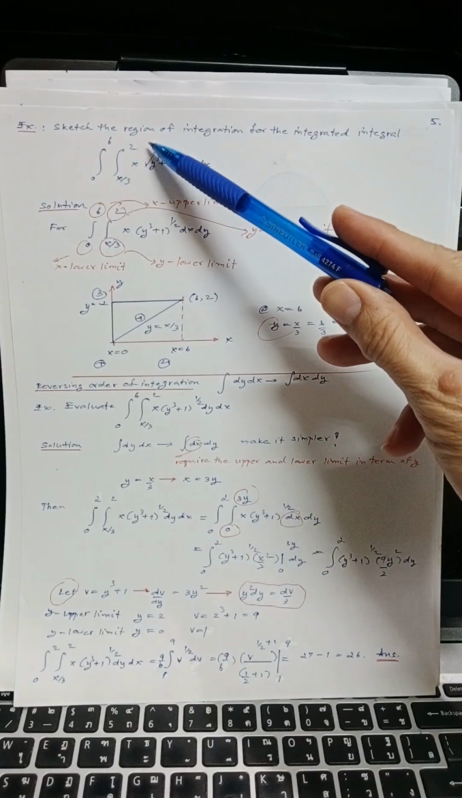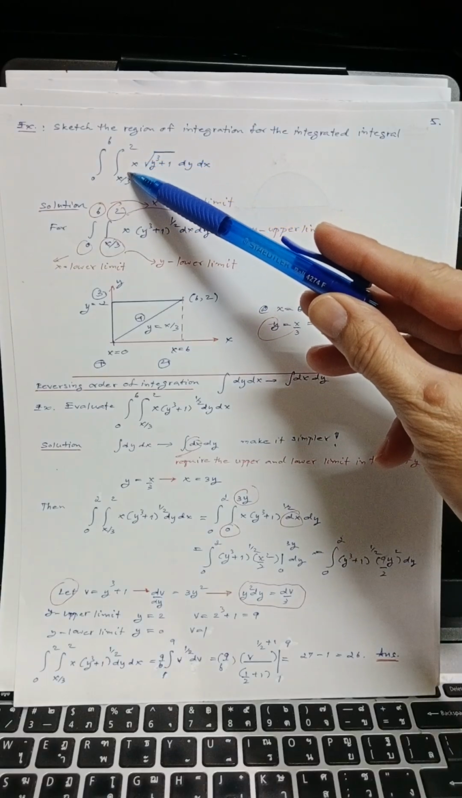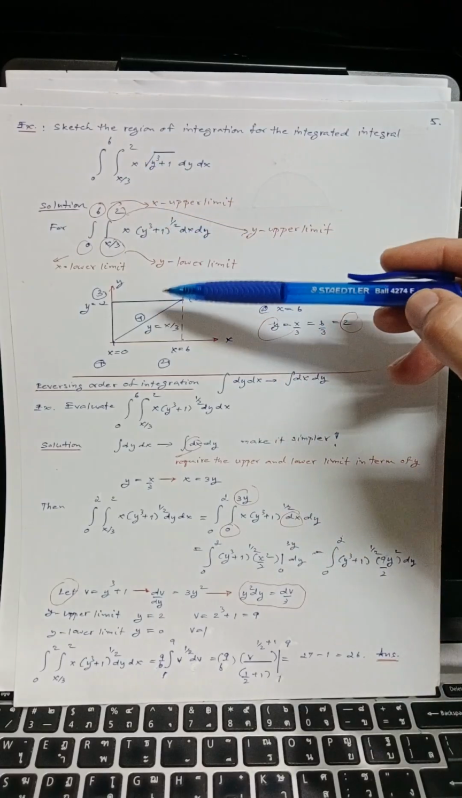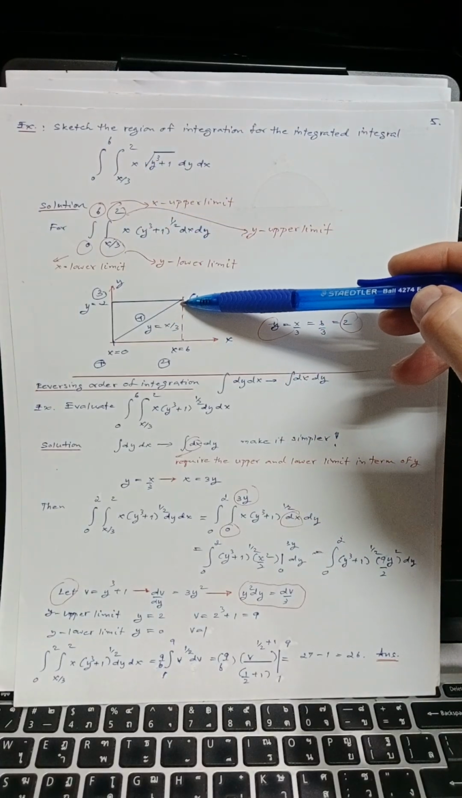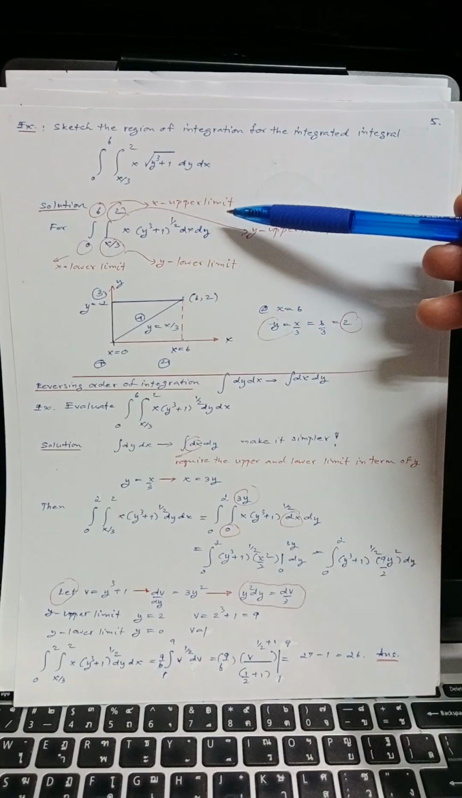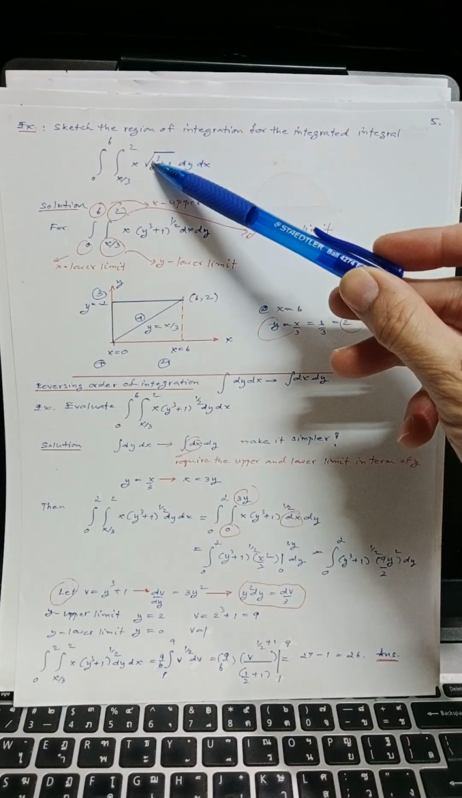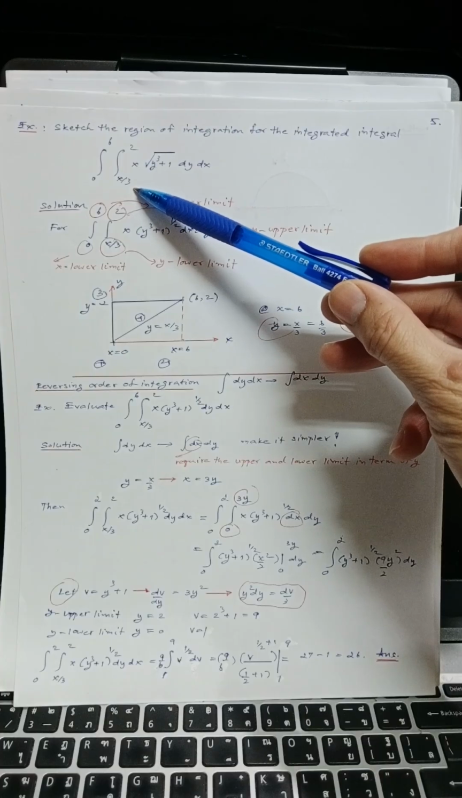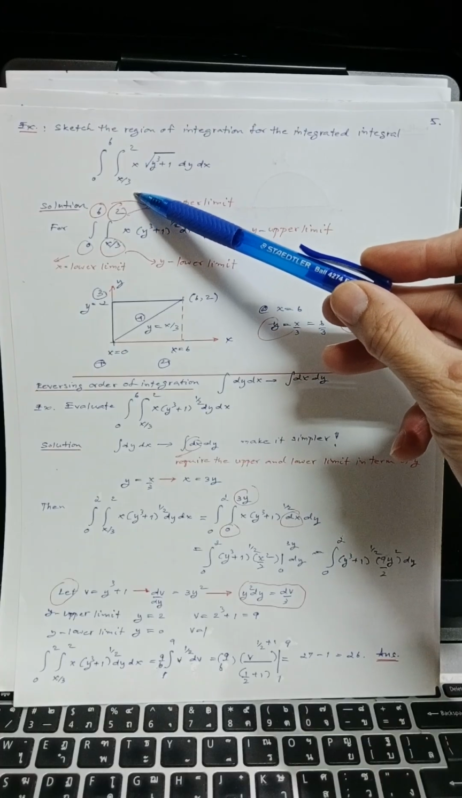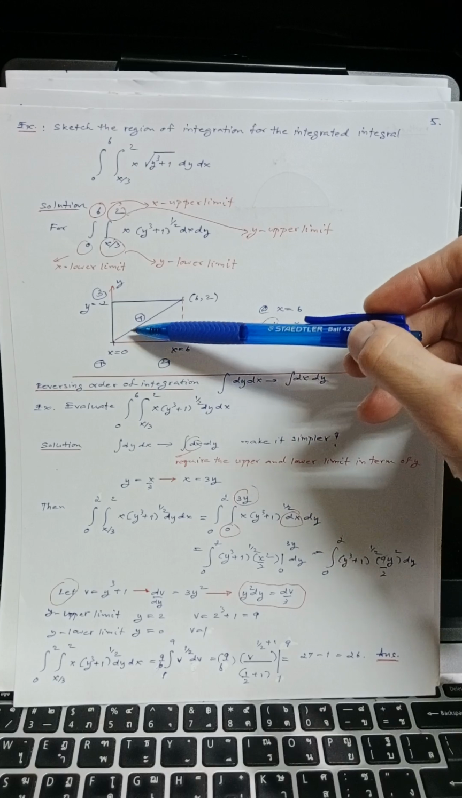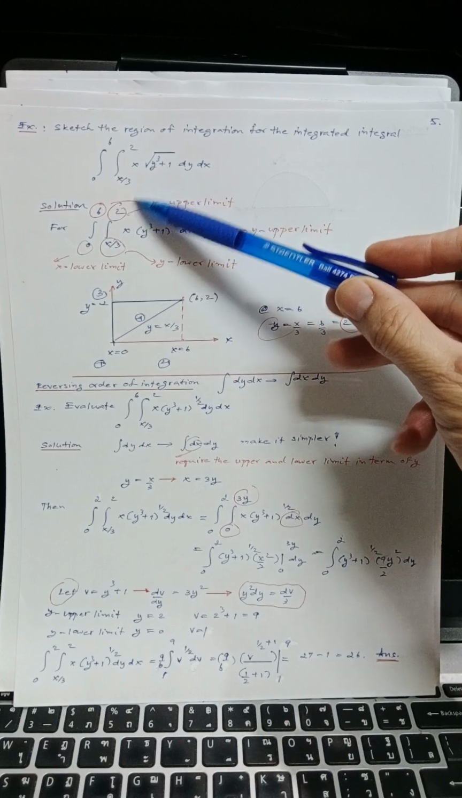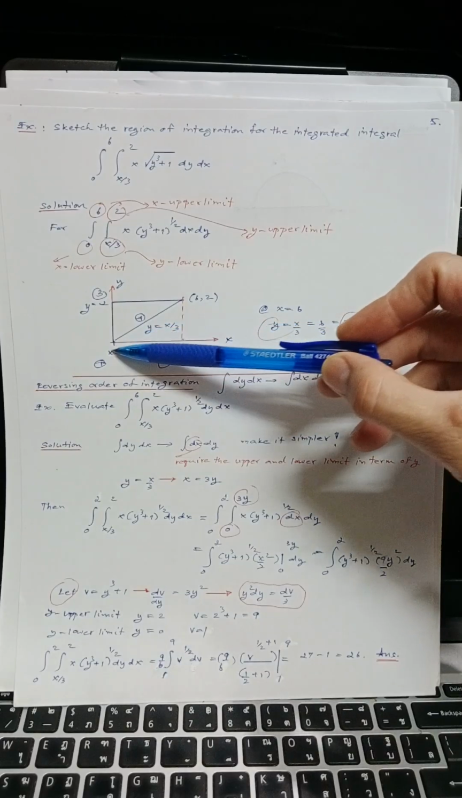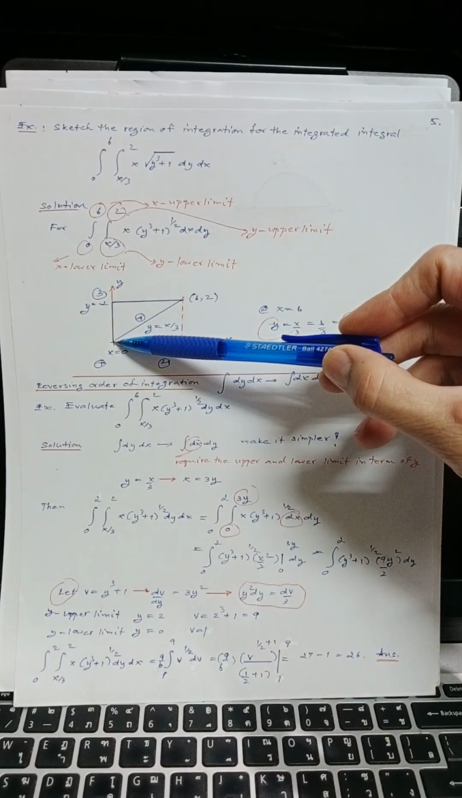So you can see that the y maximum is at 2. That's the upper limit. And the lower limit gives you an equation for y in terms of x. So that's y equals x over 3, or the slope is 1 over 3. And you have an intercept at x equals 0.